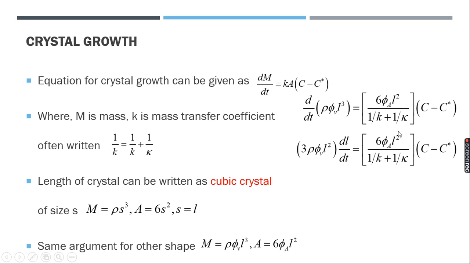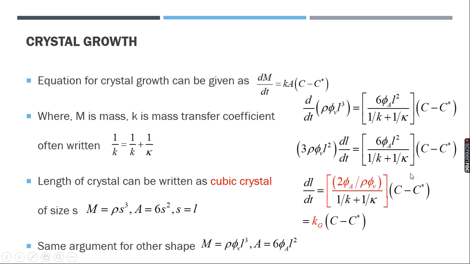It can be simplified further. So simply making the derivative in terms of L, we can write dL/dt. This thing is really no change, and if you put all the constant terms together, we will say dL/dt equals this block, 2 phi a by rho phi v times 1/k plus 1/kappa. All these blocks are actually constant, so we are writing it as Kg times C minus C star. So essentially what happens, the crystal growth rate, length per time, is going to be proportional to the degree of supersaturation. That's all. We'll be discussing other things in our next class.